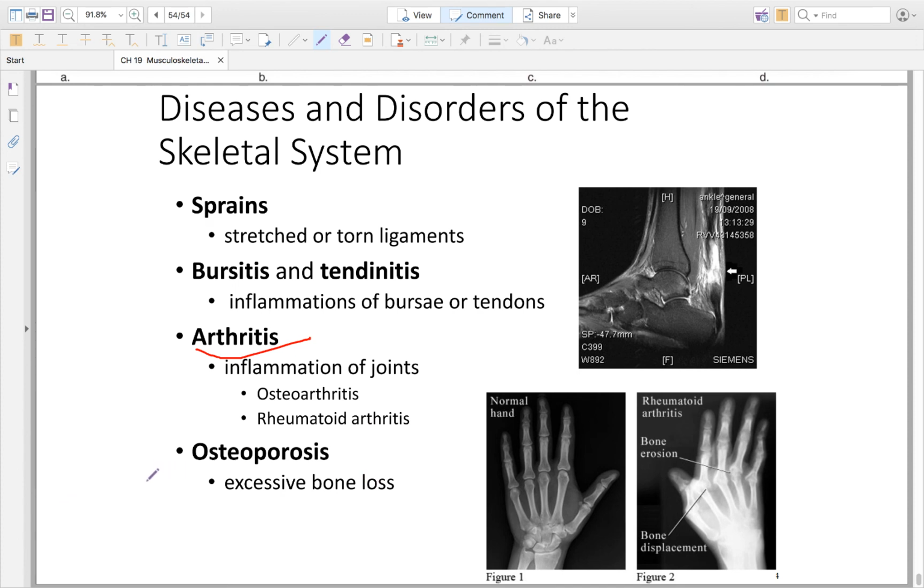So think of it like this. Osteo means bone and pores means a pore, like a hole, right? And really you can look at it that way and imagine the bone is losing its own tissue, becoming porous. Okay, that is the end of the bone section for this chapter. And then next is the muscles.